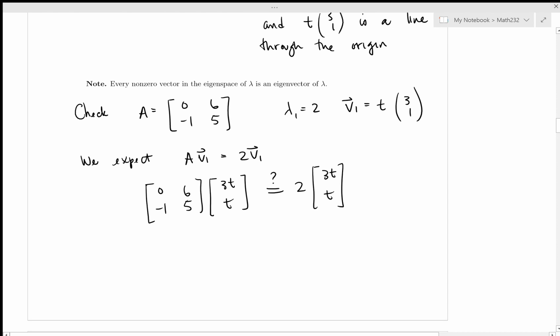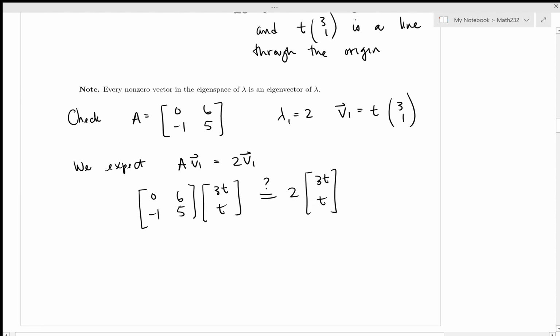So now on the left-hand side, I'm going to do this matrix multiplication, matrix times vector multiplication. And so I go ahead and do that, and I get this here, 6t, and then I get minus 3t plus 5t, which gives me 2t, and then does that equal, and I get here 6t and 2t. Yes, it does. Okay.